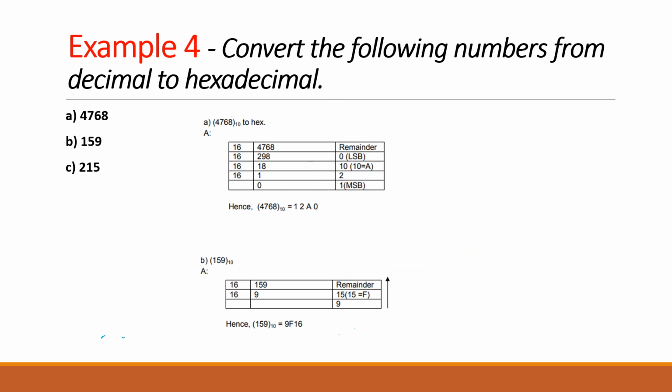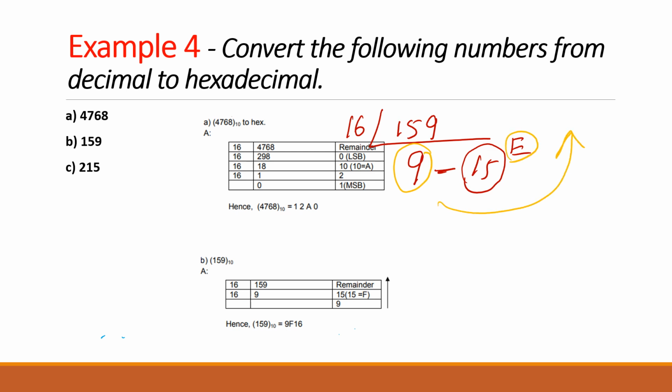Okay, so let's do the 159. So how did you do the 159? When you divide 159 by 16, what do you get? 9 and how many remaining? What's that? 15. Do you all get this? What do we mean by 15 then? A, B, C, D, what do you get by 15? It is E, isn't it? 15 means E. Am I right? So you have 9 and E. So you write it this way. So that will be equal to 9E in hexadecimal.